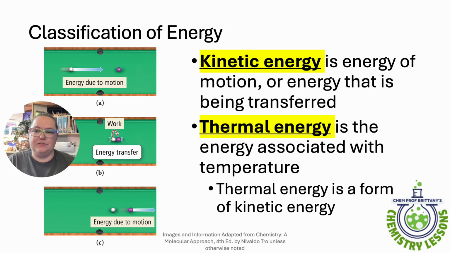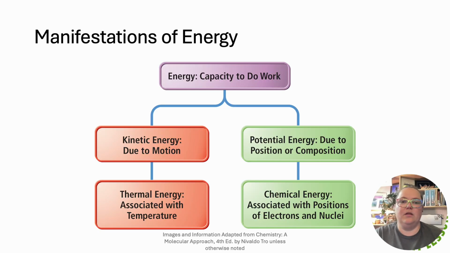We have a couple of types of energy that are important. First, we have kinetic energy, which is the energy of motion or energy that is being transferred. A specific type of kinetic energy is thermal energy. This is the definition of temperature, but it's specifically the motion of the particles themselves. And so that's one classification of energy.